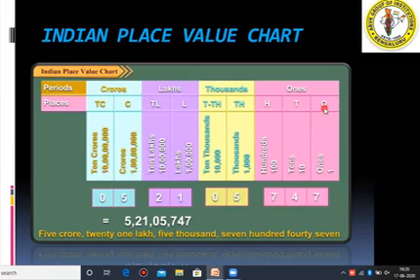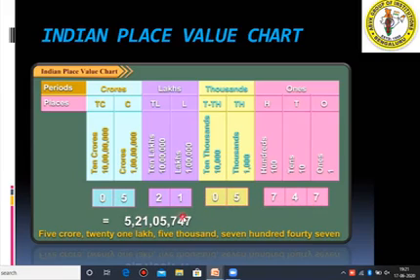Here you have O, T, H and so on. What does this mean? This is the short form. O is the short form for ones, and for tens we write T, hundreds we write H, thousands we write TH, 10,000s we write TTH, lakhs we write L, 10 lakhs we write TL, crores we write C, 10 crores we write TC. Already we have learned this. Now one more example is given here. You can see here 0, 5, 2, 1, 0, 5, 7, 4, 7.